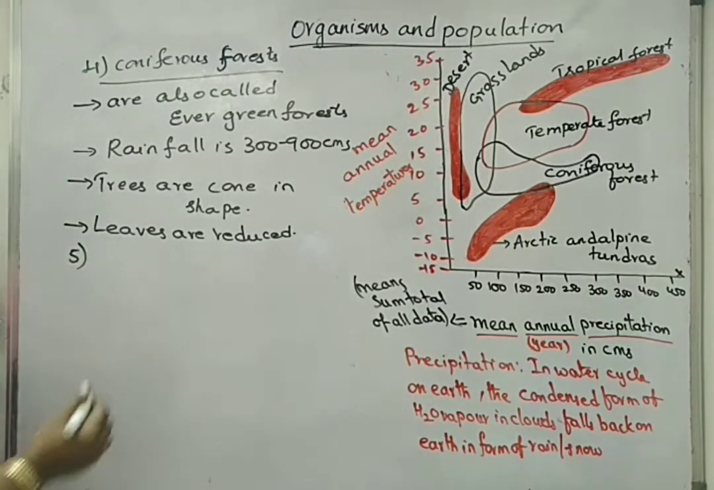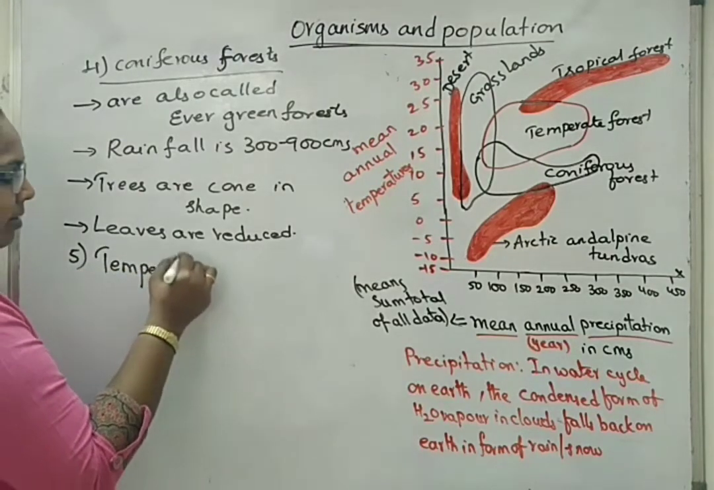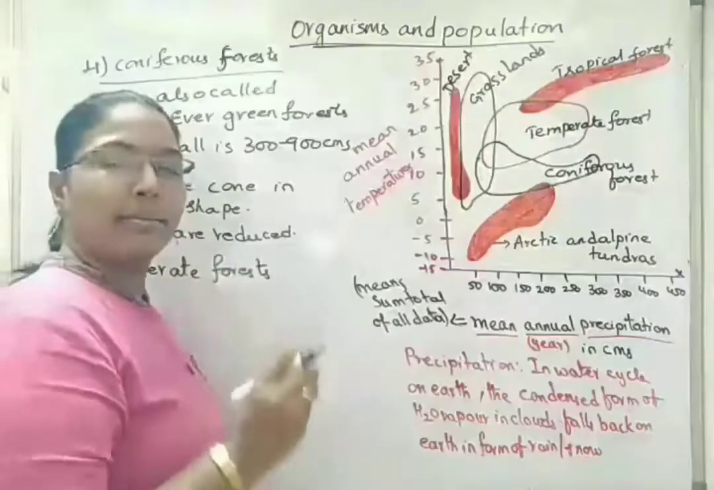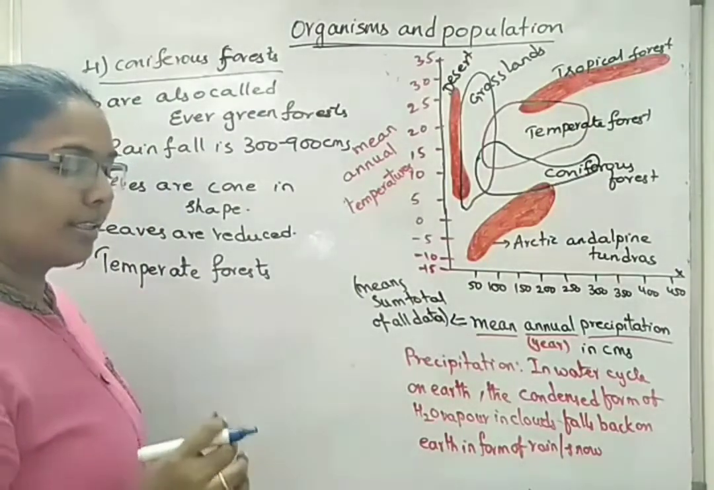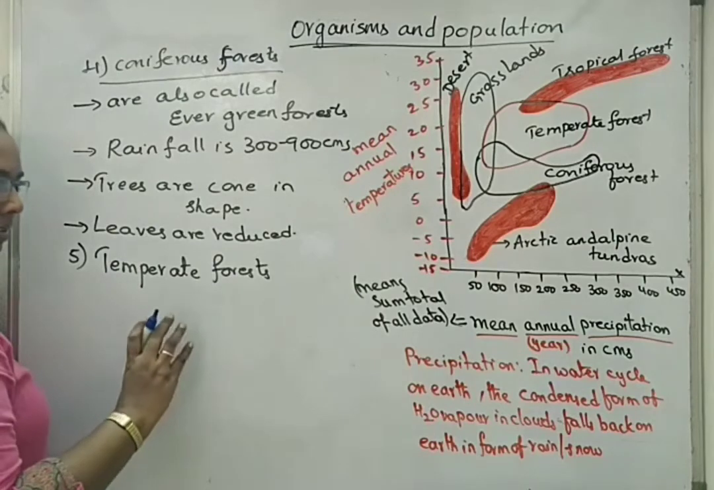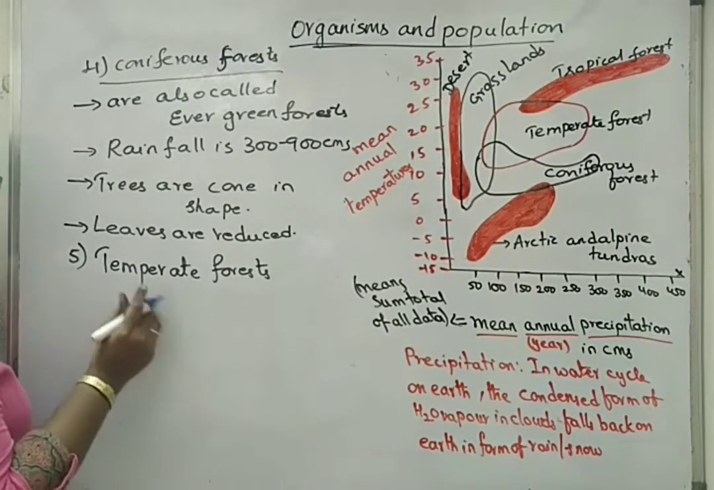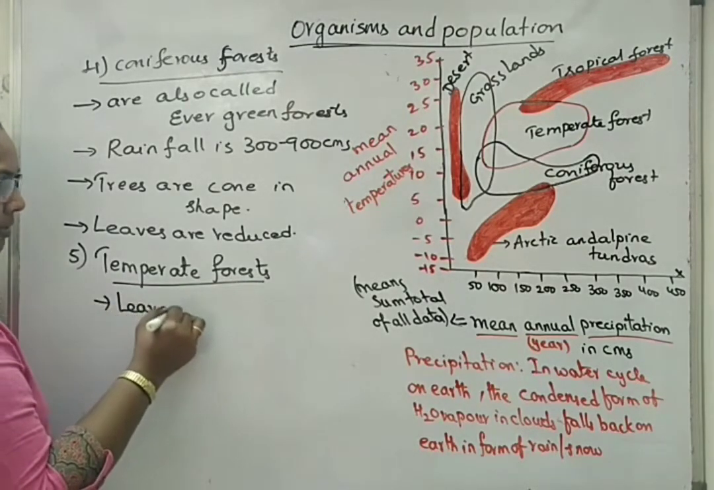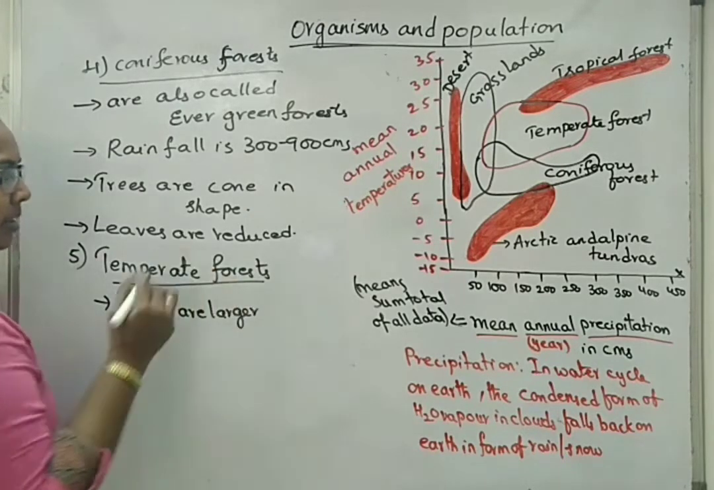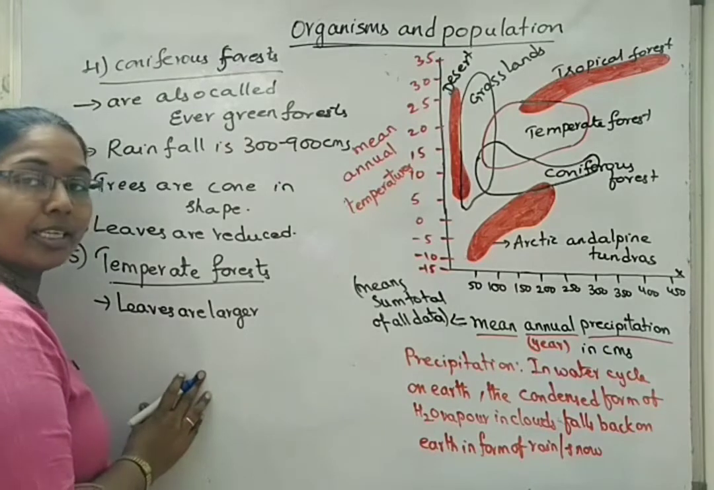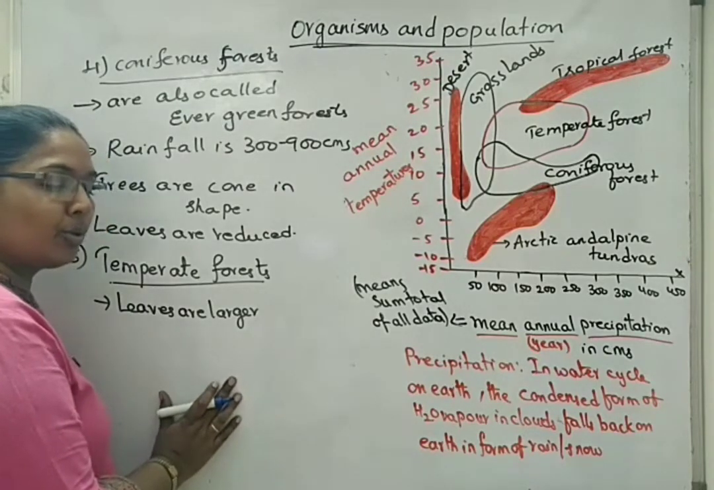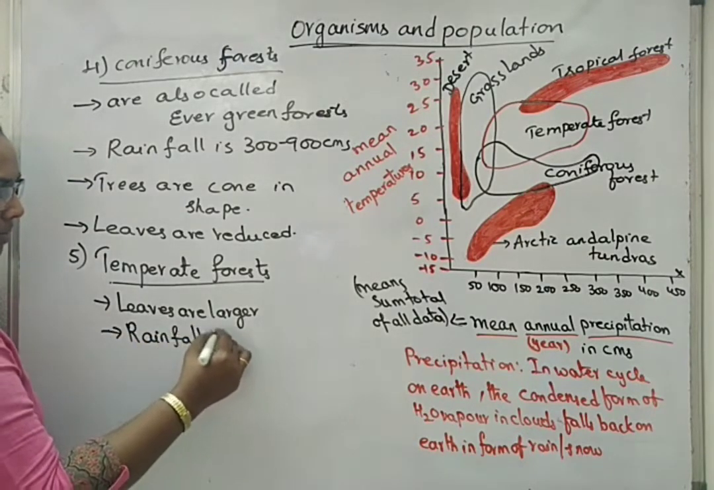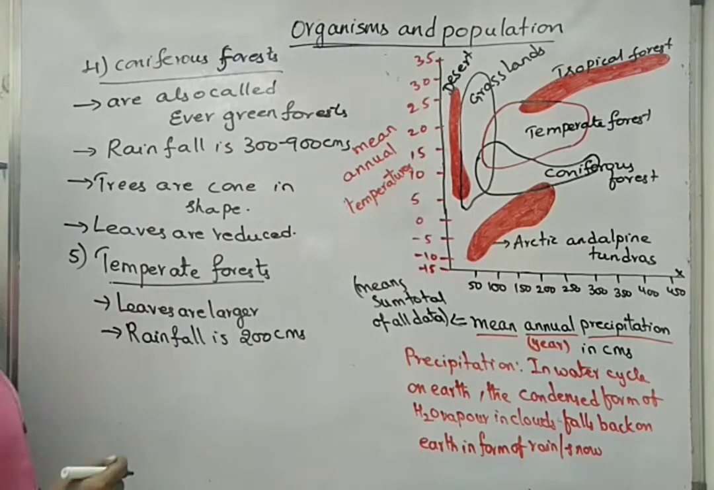Next one, fifth is temperate regions or temperate forests. Temperate forests exhibit the climatic changes like autumn, spring, winter, rainfall, etc. These temperate regions are just near to the polar regions, but not habituating the same climatic conditions. Here, the leaves are larger. Temperate forest in the sense there the temperature is moderate. It is not too high or too low. Rainfall in temperate regions is approximately 200 centimeters.